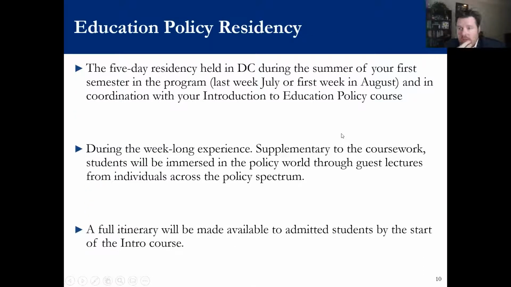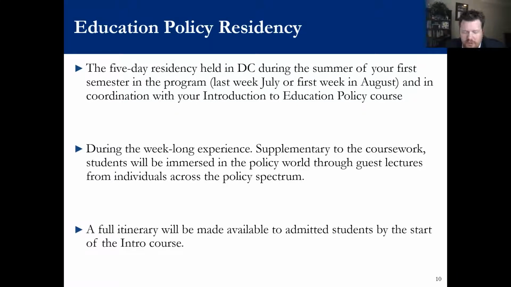So I think one of the most exciting parts, and I think the students would also tell you this, is the residency that we hold in your first summer in the program. Usually the last week of July or first week in August. And it's in conjunction with your Intro to Ed Policy course. It's a week long, it's supplementary to coursework. And we try to immerse you into the world of education policy through guest lectures.